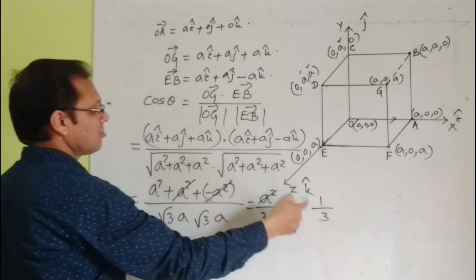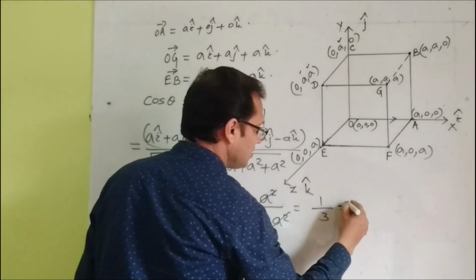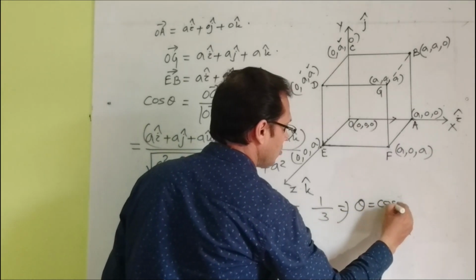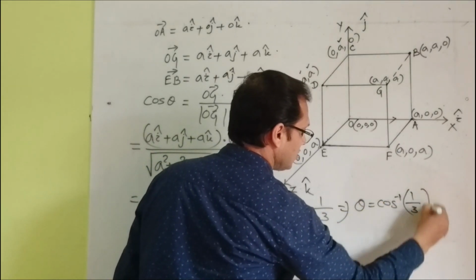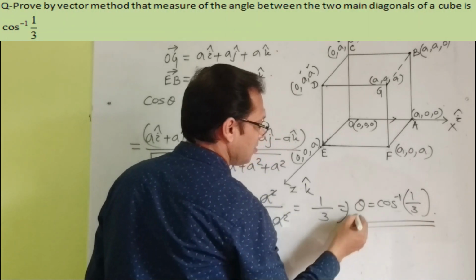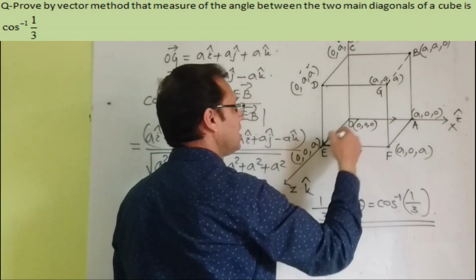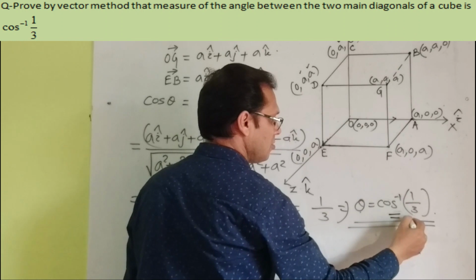This one is cos theta is equal to 1 by 3. That implies theta is equal to cos inverse 1 by 3. Okay, so the angle between the two main diagonals OG and EB is equal to cos inverse 1 by 3.